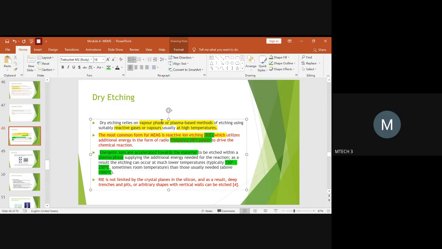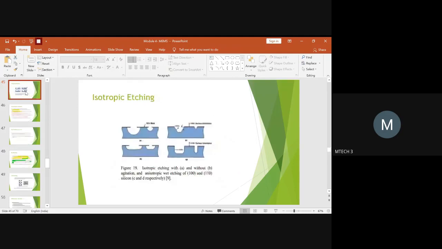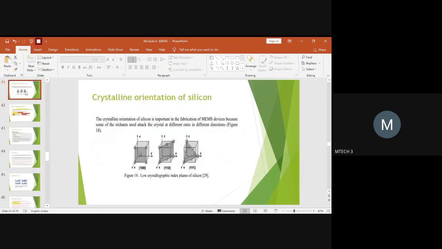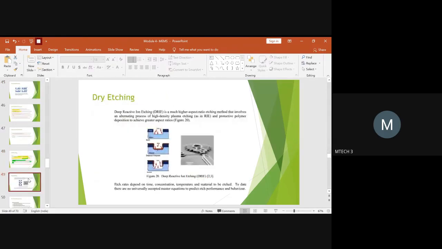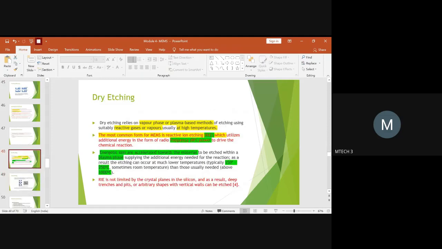And one more thing, if you go for this RIE, you have to see that it is not limited to any crystal planes. This RIE can work with any substrate across different crystal orientations. The crystal orientations I told you already, so it could be across the 100, 110 and 111 planes. So this is about the concepts you have to understand in the case of dry etching.